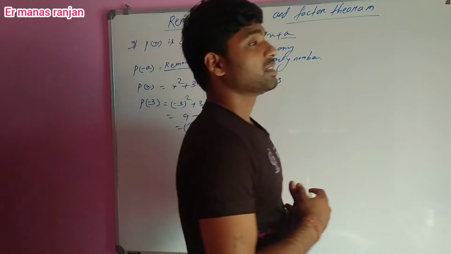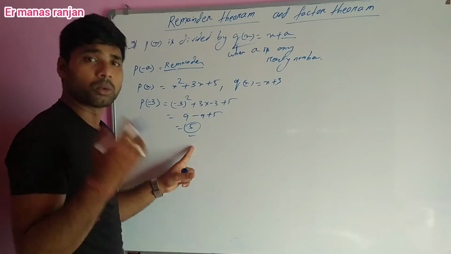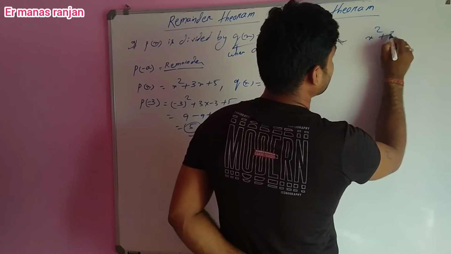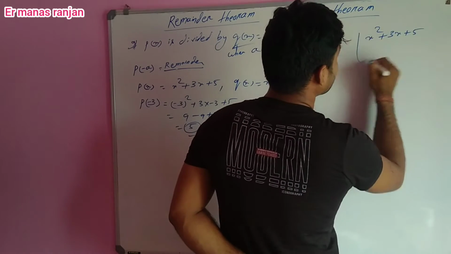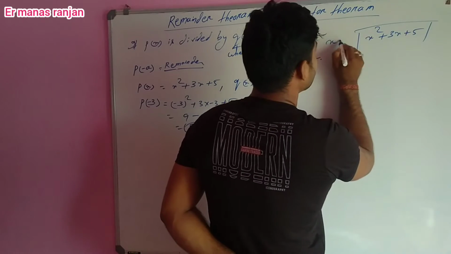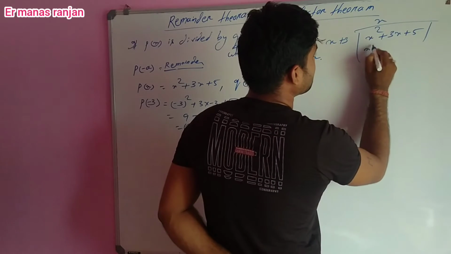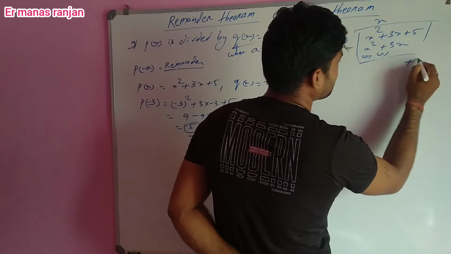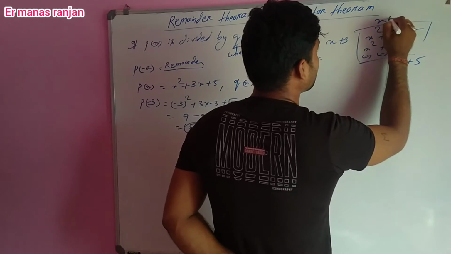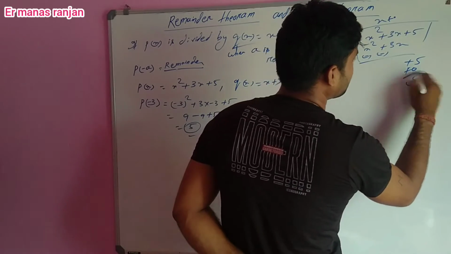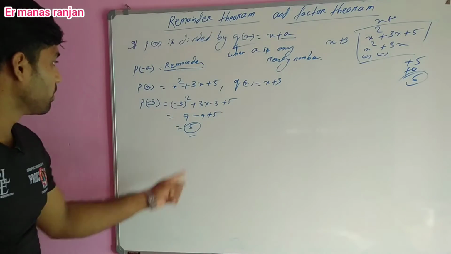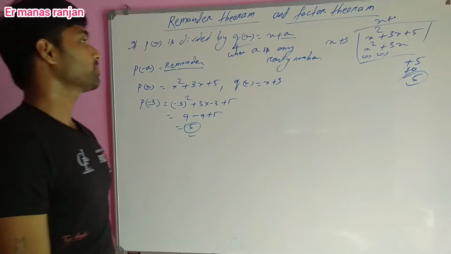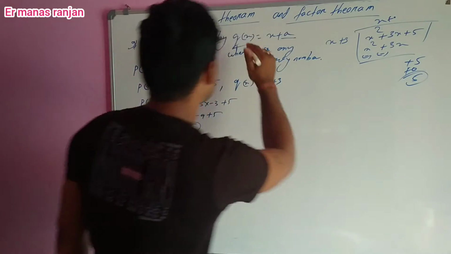Also, you will ask me, sir, is it the right answer? Okay, let's check it. X square plus 3x plus 5 divided by x plus 3. X square plus 3x, minus, cancel out zeros, plus 5. The remainder is plus 5. Clear? We already got plus 5. Okay, finished.